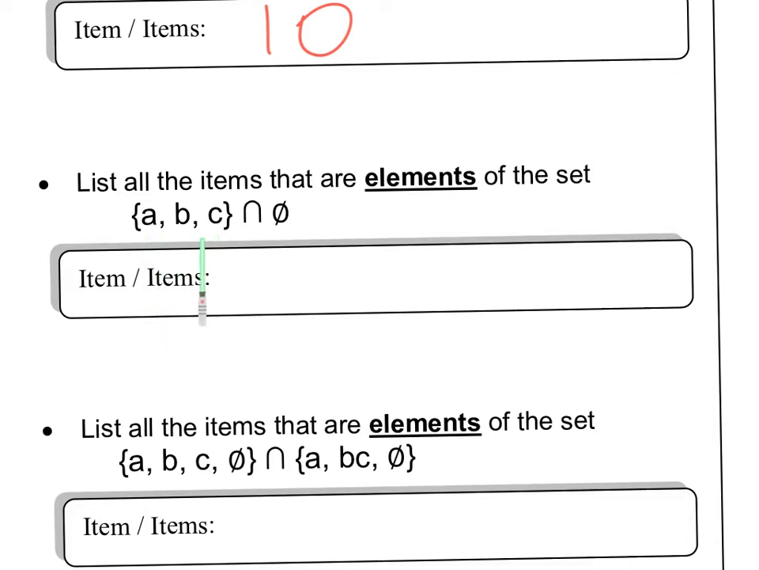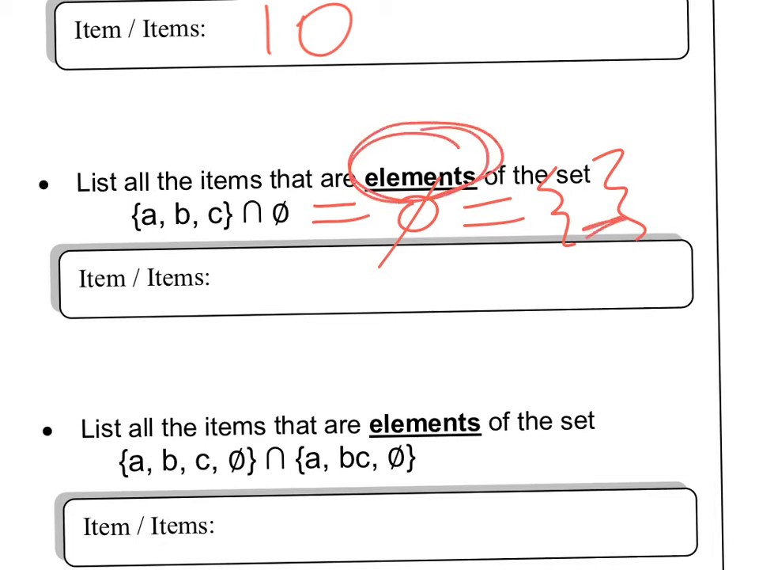Here we go. It's A, B, and C intersected with the empty set. Oh, hang on. Intersection means it's got to be in both sets. What's in the empty set? Nothing. So what does the intersection of these equal? Well, the intersection of these things equals the empty set, which is the same as, right? These are just two different ways of notation of these. And so I say, what are the elements of the empty set? Well, there's nothing in here, right? Nothing in there.